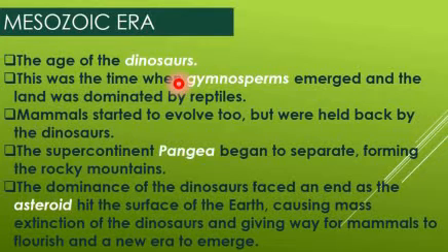Now, this was the time when gymnosperms emerged and the land was dominated by reptiles. Pag sinabi nating gymnosperm, during this era, may mga nabuhay na tinatawag nating gymnosperm. Ibig sabihin ng gymnosperm, it is a group of vascular plants that produce naked seeds. So ito yung mga halaman na nagpo-produce ng seed. And nabanggit ko yung vascular, ibig sabihin ito yung mga halaman na merong tissue, merong roots, merong stems, and merong leaves. Yan yung mga vascular plants o yung mga gymnosperm.